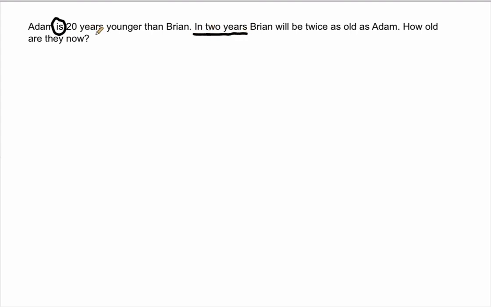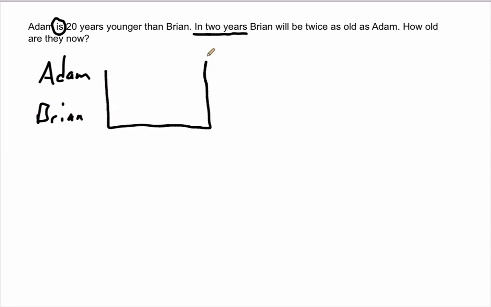And what I like to do, and I think what will make it real easy for you, is to set up your variable declaration in two time zones in this case. So we have Adam and we have Brian, and I'm going to set up a little variable expression chart here. And we have now, and we have 2 years from now. Geez, that's very messy. We'll be okay.